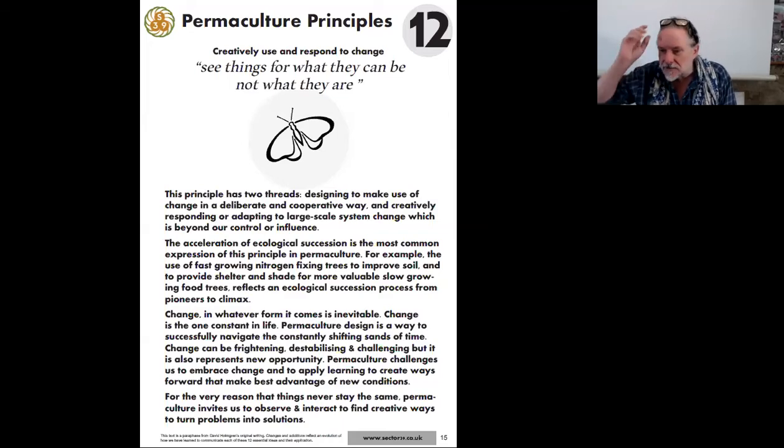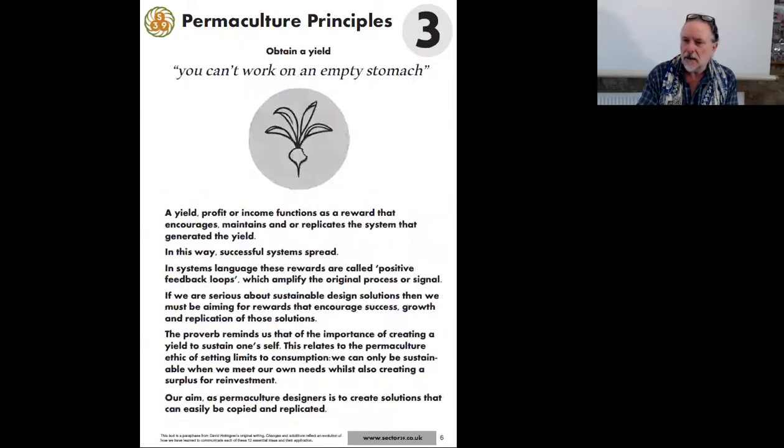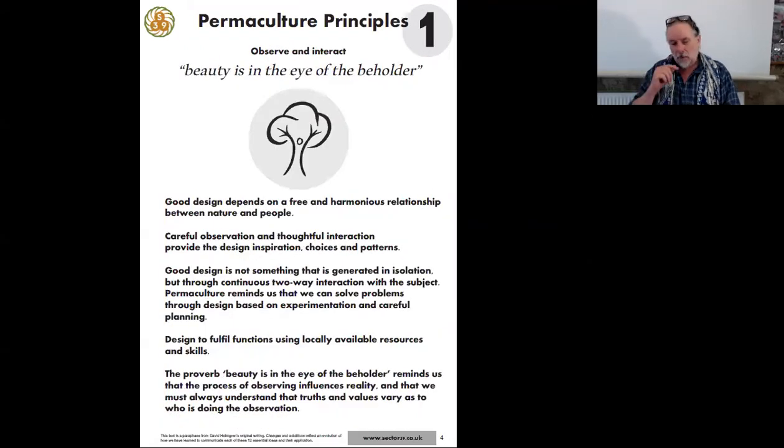Permaculture challenges us to embrace change and to apply learning to create ways forward that make best advantage of new conditions. For the very reason that things never stay the same, permaculture invites us to observe and interact to find creative ways to turn problems into solutions. So because the world is constantly changing, we need to be constantly observing and interacting. Is what was true yesterday true today? Often it is, but not always. That can catch you out. Things will morph and evolve.